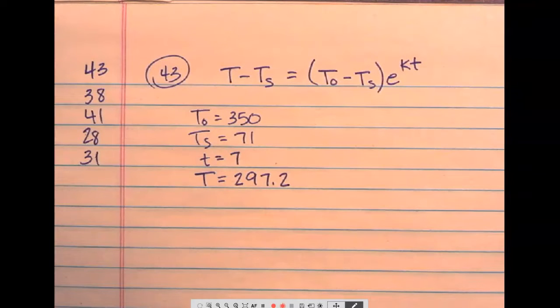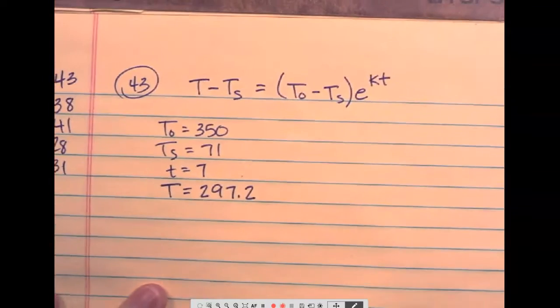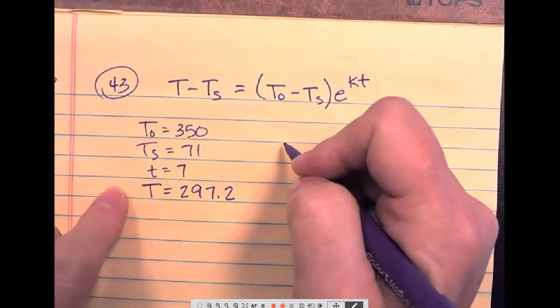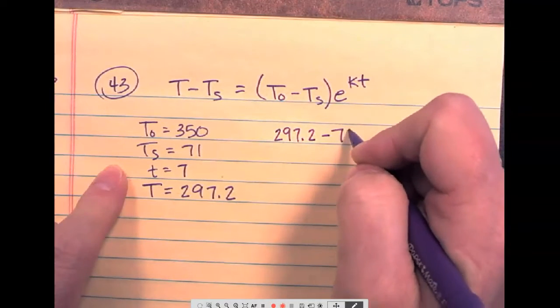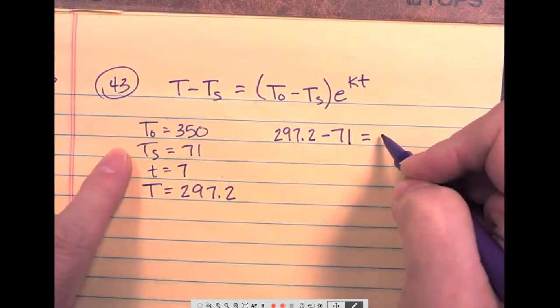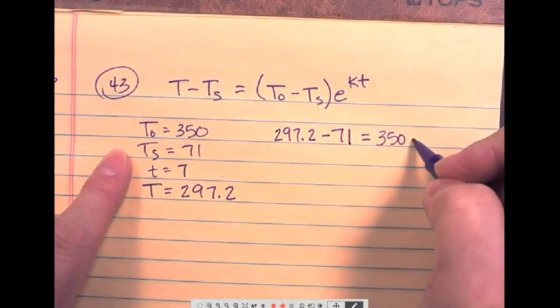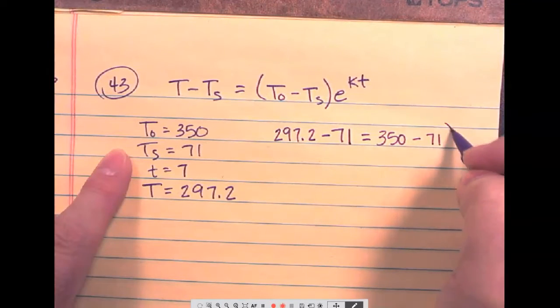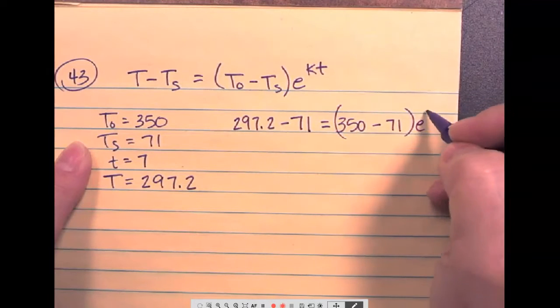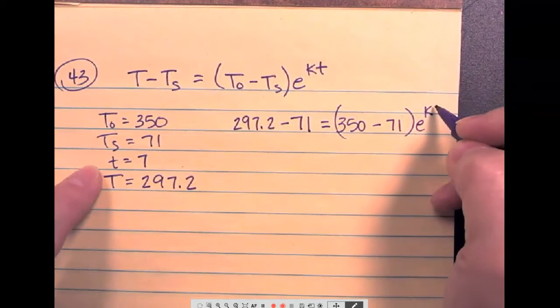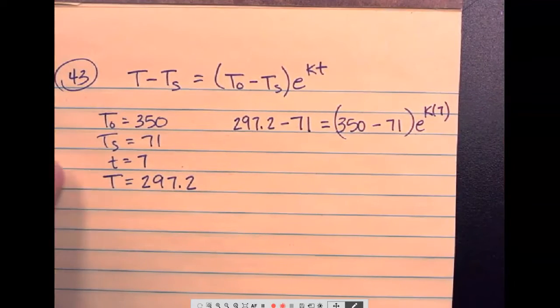Okay, so first of all, we have to use this info to find that K value. Now, since this item is cooling, K should be a negative number. So let's plug all this in. 297.2 minus surrounding equals 350 minus surrounding. That needs to be in parentheses. e to the K is what we're looking for, and time is 7.